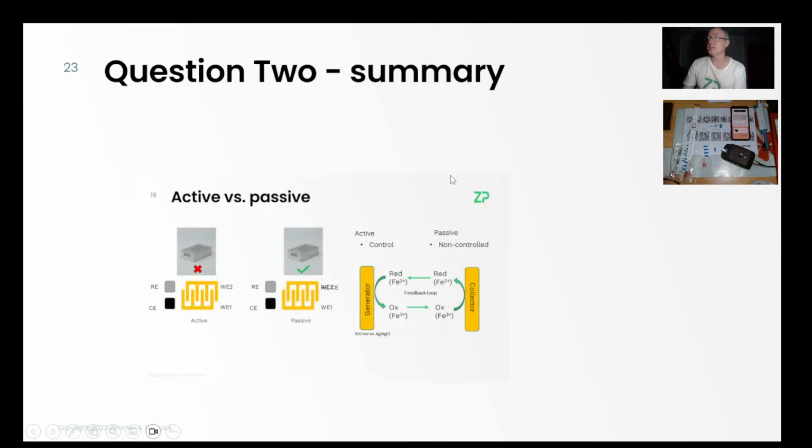Question number 2, you were asking, can the Anapot EIS run that IDA in a generator collector mode? Not actively, but passively it probably can, but not actively. It's not a bipotentiostat with essentially the independent control of the potential on those two working electrodes. That was a long answer for a fairly short question, but at ZP, if you ask a question, you're going to get the answer. I do have a short answer for the gentleman asking about pH sensors.